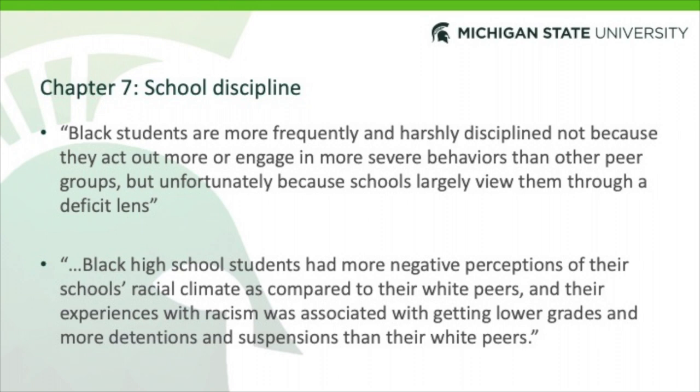Now, in their book, in chapter 7, they identify two particular quotes. The first one is, "Black students are more frequently and harshly disciplined, not because they act out more or engage in more severe behaviors than other peer groups, but unfortunately because schools largely view them through a deficit lens." Again, it's taking the issue of deficit thinking and deficit logics raised in the previous chapter 5 and applying it to discipline.